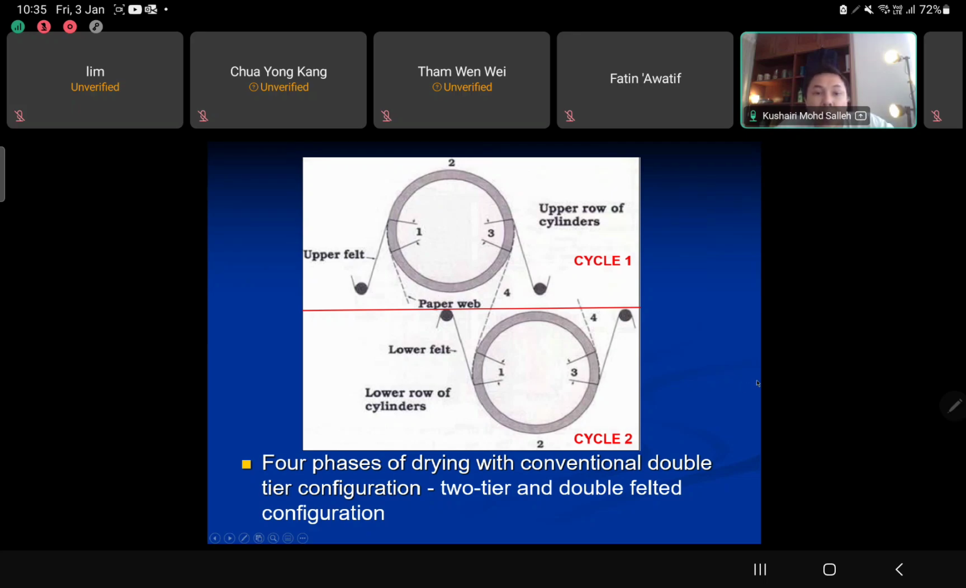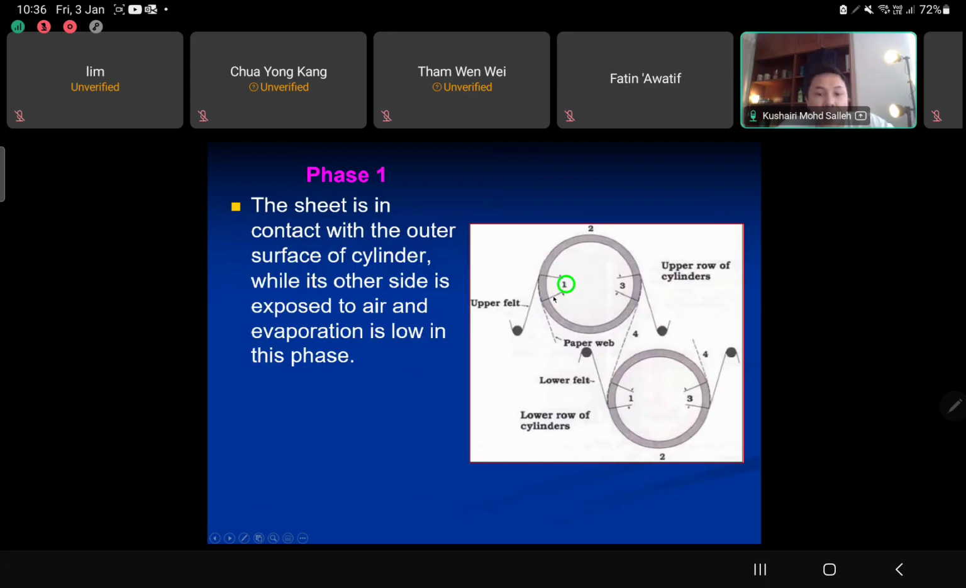Later on I will explain what happens to the web and what happens to the felts during the drying process on each cylinder. So, 4 phases of drying with the conventional double-tier configuration, two-tier and double felted. In the green circle here, we are referring to phase 1. The dotted line refers to the paper web, and the straight line, without dots, refers to the upper felt.